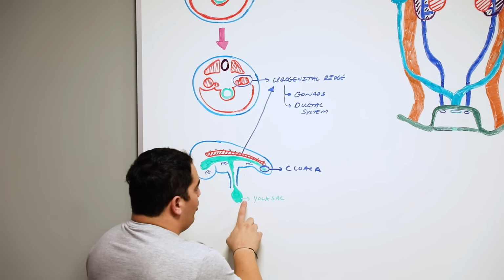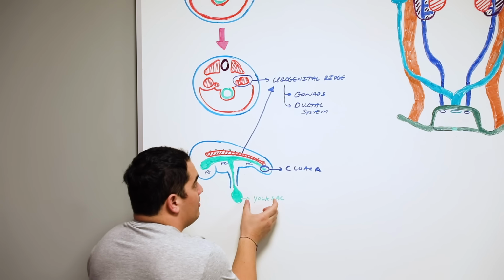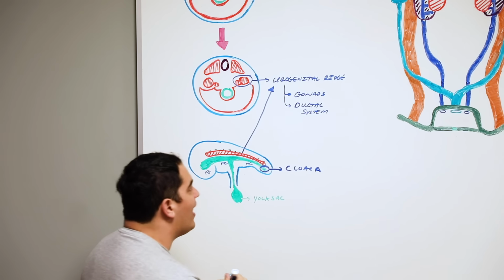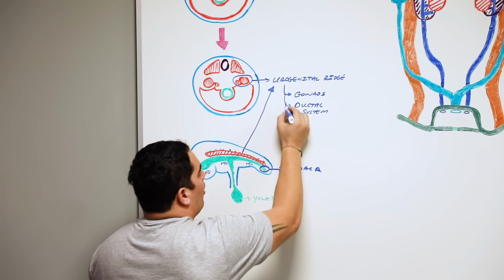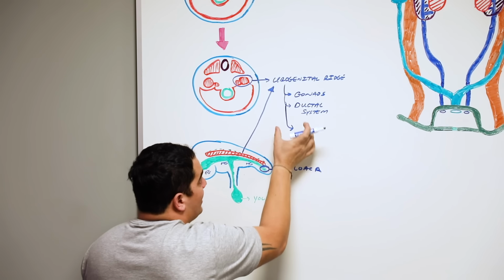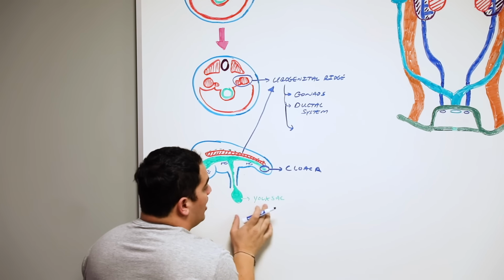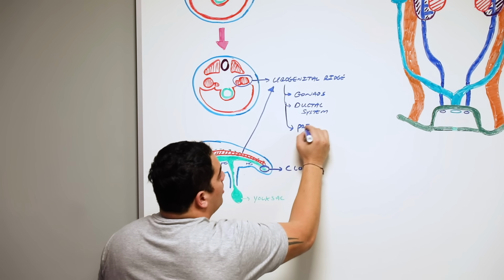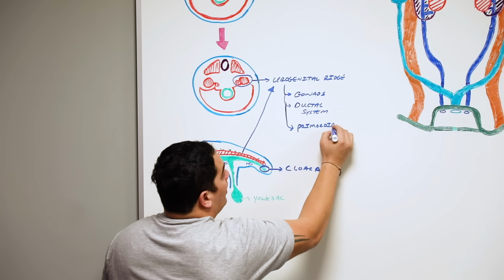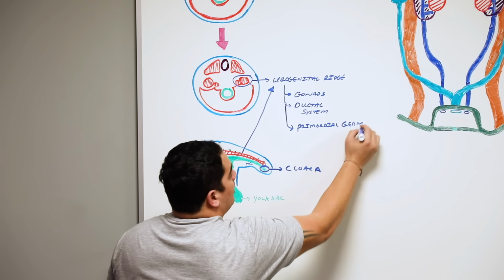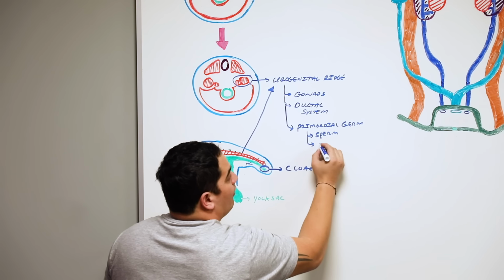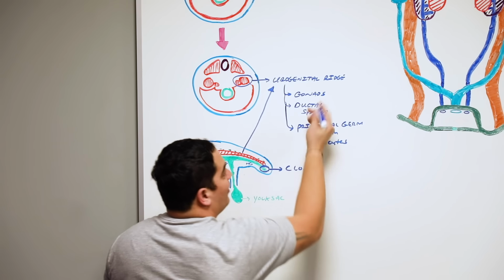The next thing I want you to know is that these primordial germ cells love to infiltrate into the gonads. That's very important. So what I want to add on here is that from this actual urogenital ridge, the primordial germ cells from the yolk sac will infiltrate into it, and these primordial germ cells will give rise to the gametes. So this will give rise to sperm for the male gonads, and it will give rise to the oocytes for the female gonads.